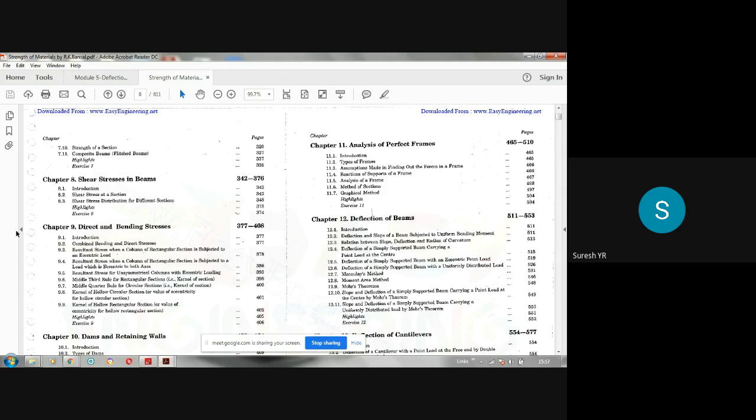So first you find the reactions. Find out quickly, RA and RB. So sigma MA is equal to 0, clockwise positive. What is the equation? 10 into 2 plus, sir, RA 12, RB 13. Okay, RA is 12, RB 13.